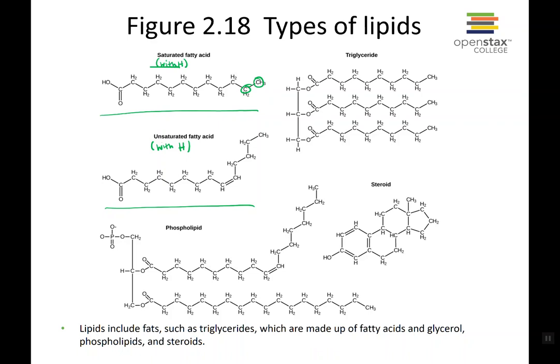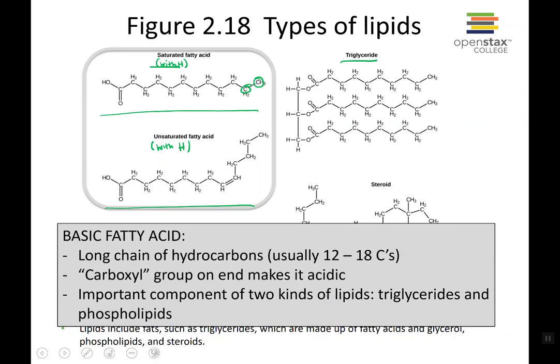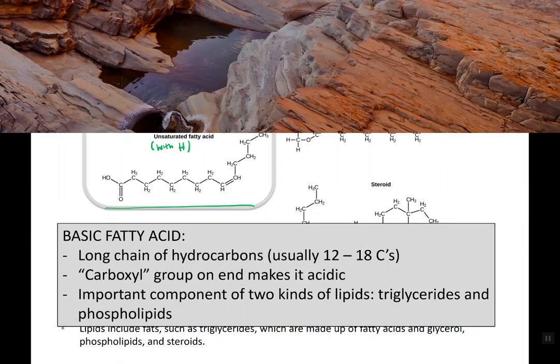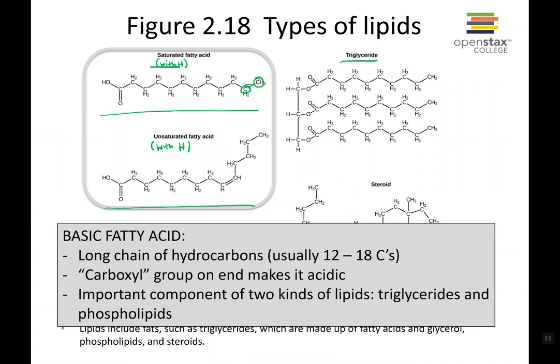Like I said, you can use saturated and unsaturated fatty acids to build other molecules that are similar but not identical. The first kind of these is triglycerides. Before we move on to that, it's important to look at the components of fatty acids. These are long chains of hydrocarbons, usually between 12 and 18 carbons. And the reason it's an acid is the carboxyl group. This is something I forgot to mention. The carboxyl group is a name for this configuration.